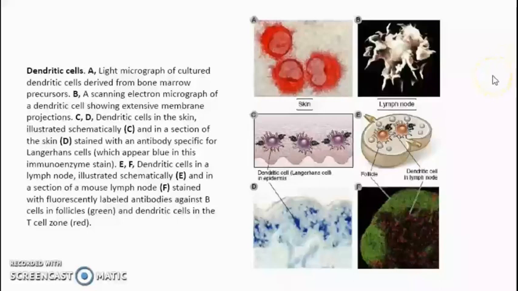In this diagram, here is a light micrograph of cultured dendritic cells in the skin, and here is one in the lymph node, showing extensive projections. And here is the Langerhans cell, the dendritic cell belonging to skin, labeled with fluorescent dye. And here is the dendritic cell in the lymph node. Here is the dendritic cell with red fluorescent dye and the B cell with green fluorescent dye.